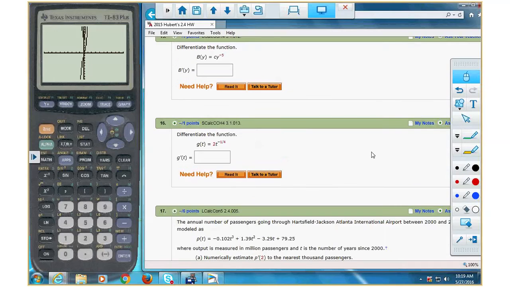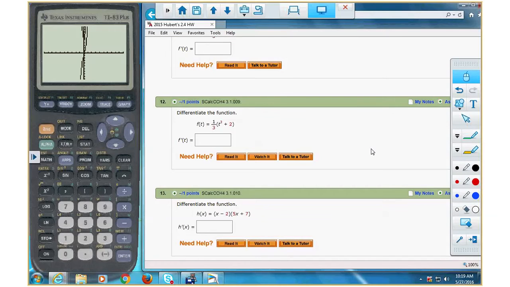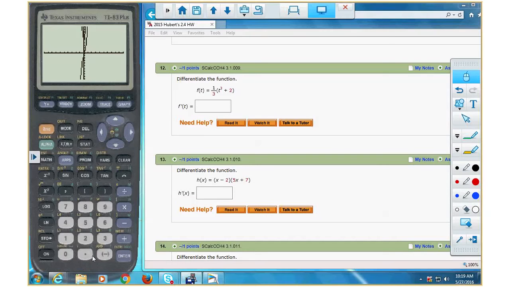Let's move on down. Okay, here's one. Those two right there, look at those. This might be one of those that you sit there and stare at for 15 minutes.